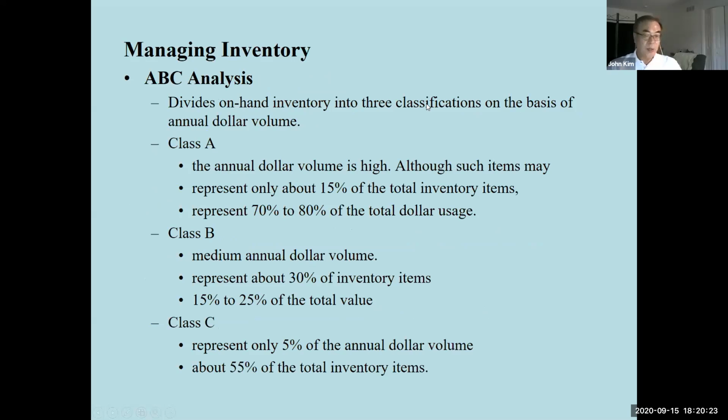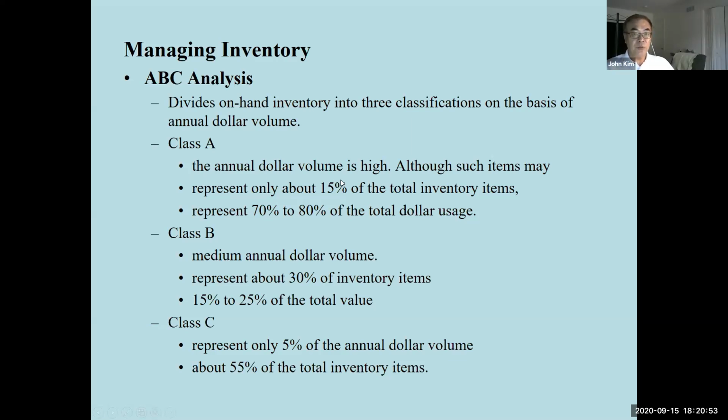When we manage inventory, many companies use ABC analysis. ABC analysis divides inventory into three categories: Class A, Class B, Class C. Class A is the most important product inventory.